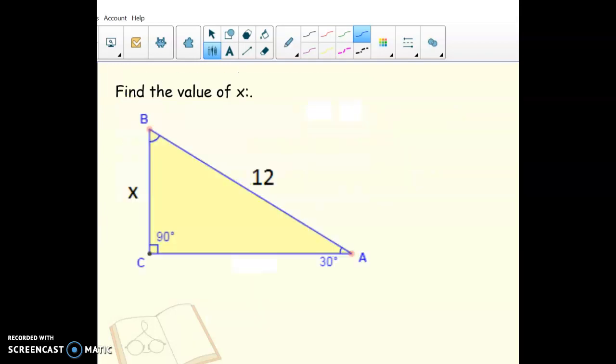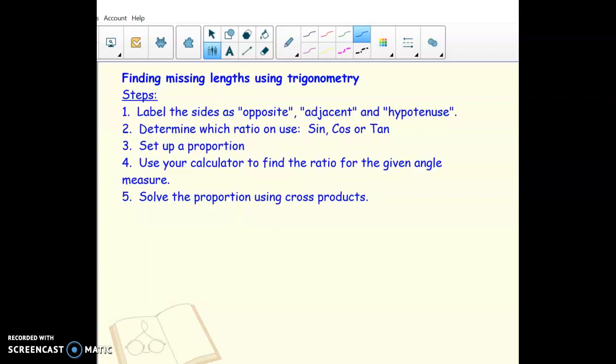Okay, so let's actually get to some sample problems here. There's steps here, but honestly, hopefully they'll make sense as we do the practice questions. So the first step in this process is we've got to figure out which ratio to use. Then we'll set up a proportion, use our calculator, and solve it from there.